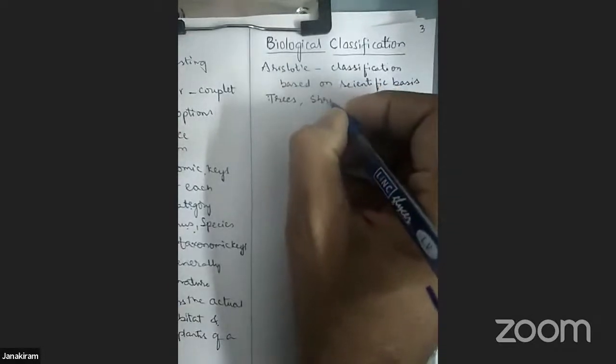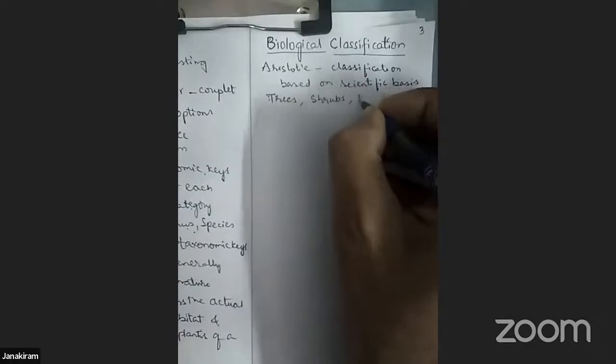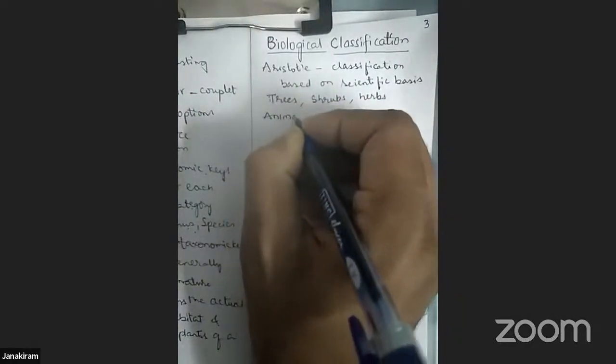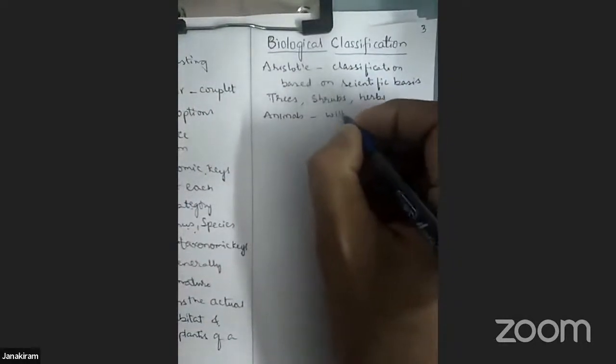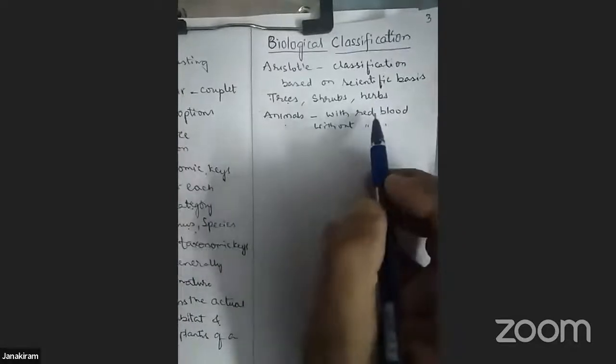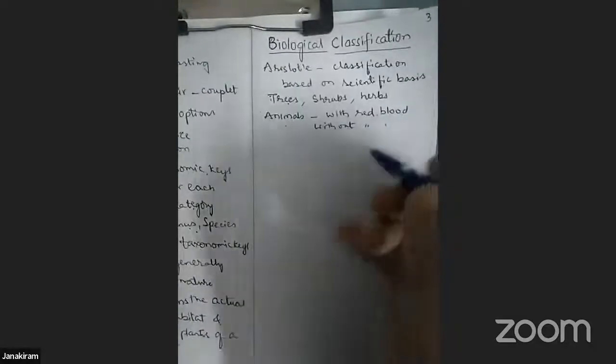Aristotle categorized the plants into three groups: trees, shrubs, and herbs. In the same way, animals were categorized into two groups: the ones with red blood and the ones without red blood. This is how he classified plants into trees, shrubs, and herbs, and animals into those with red blood and without red blood.